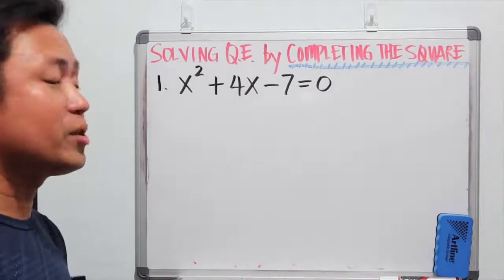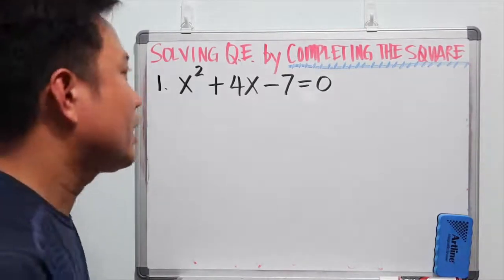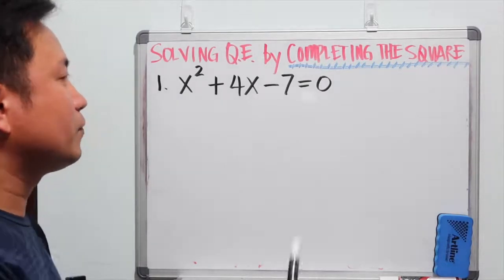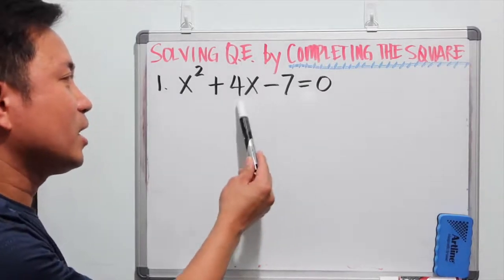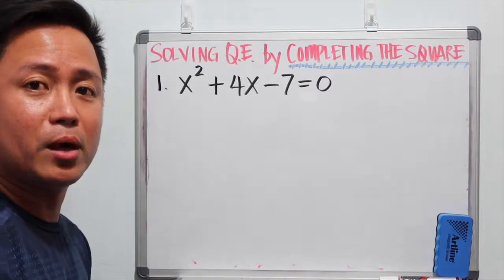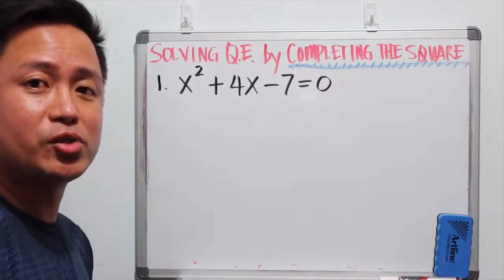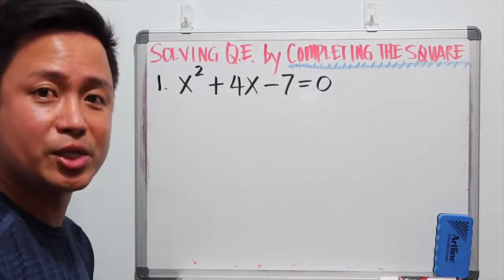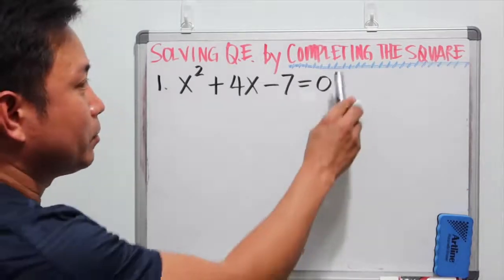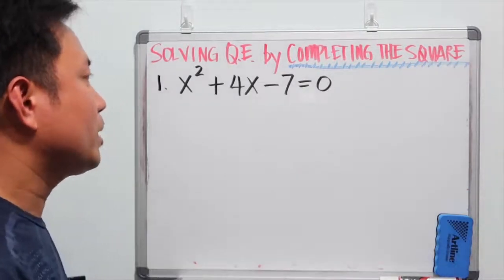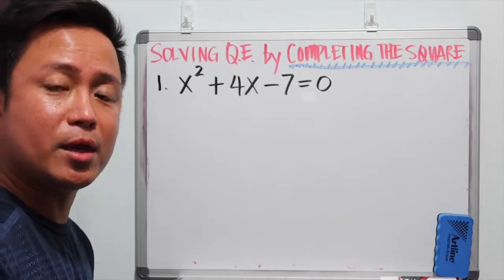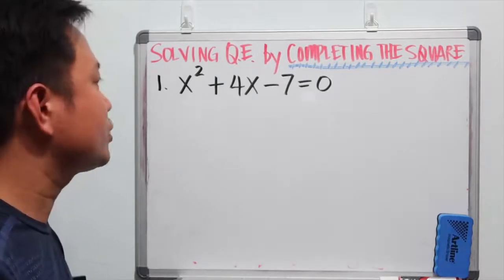This quadratic equation is not factorable because we cannot think of factors of negative 7 that will give you a sum of 4. So this quadratic equation cannot be solved using factoring. By completing the square, we can solve for the zeros or the x-intercepts of a quadratic function.